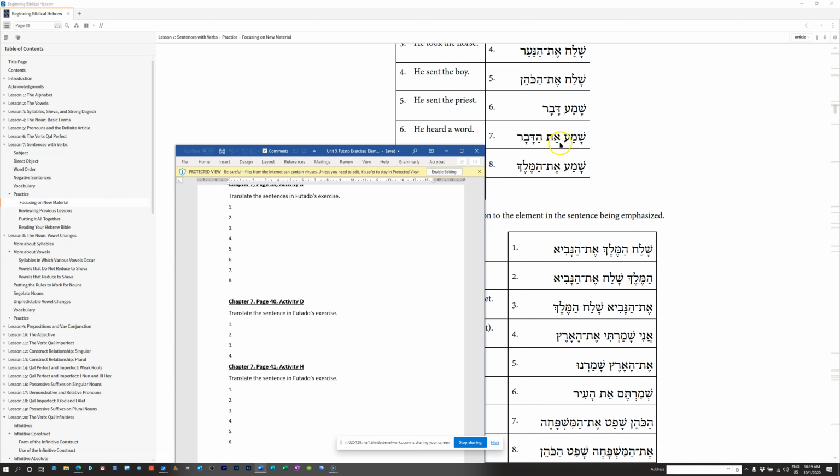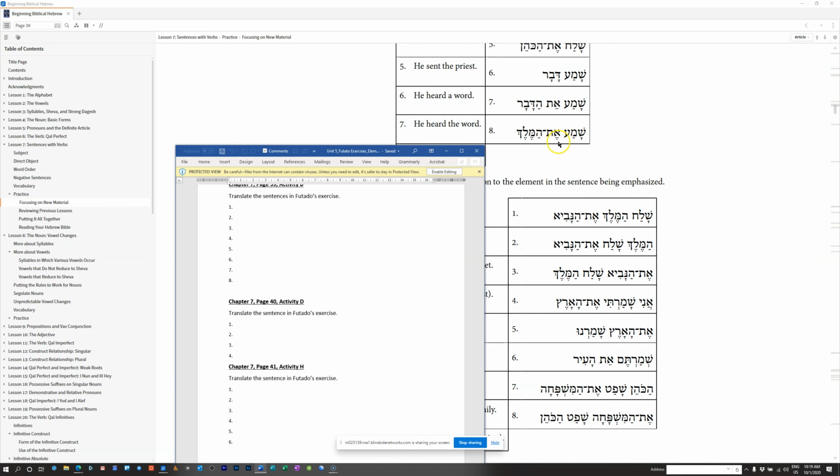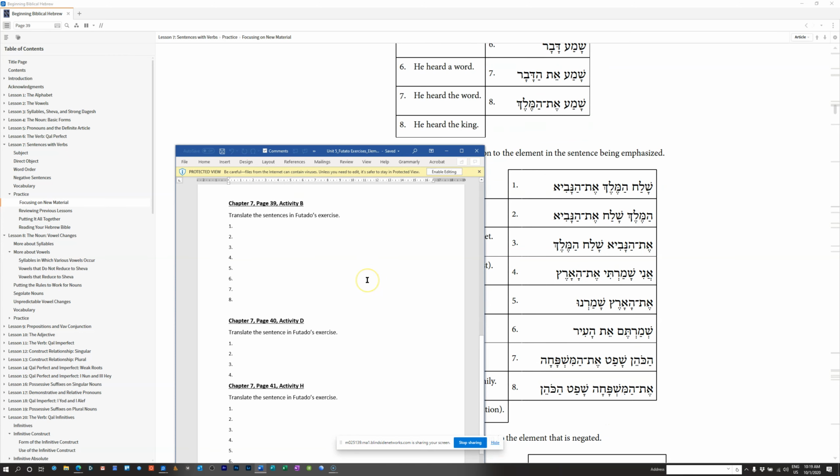Number 7, Shema et ha davar. The difference here is that davar is now definite. So he heard the word. And that's why we have the et particle, because we have a definite direct object now. He heard the word. And then Shema et hamelech. He heard the king. All right, so that's B.